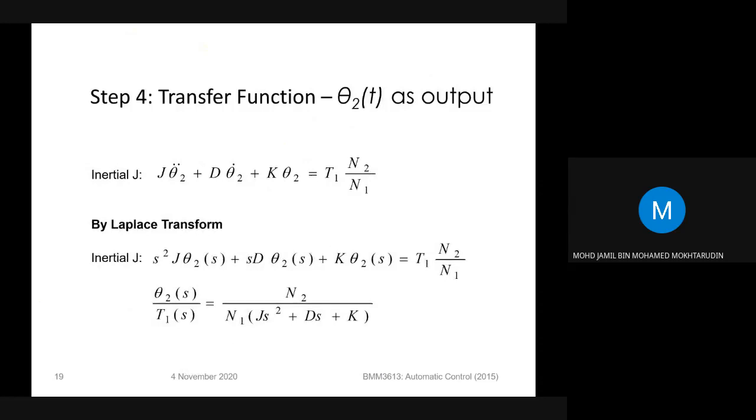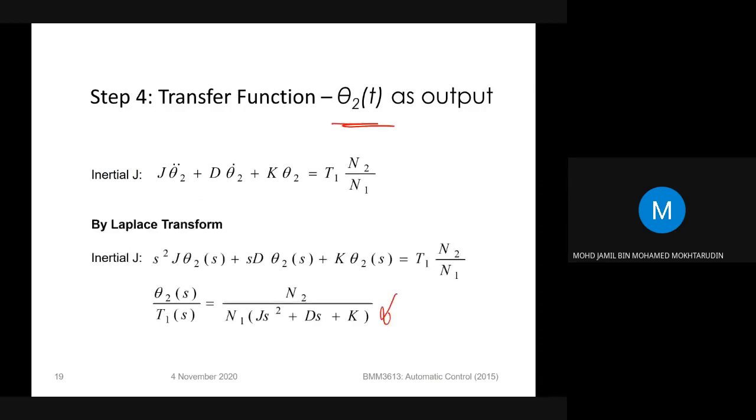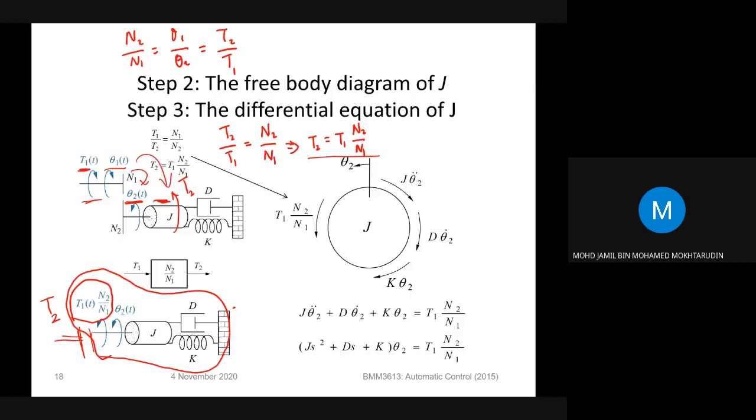Okay, and then if the question asks to find theta 2 as the output, then it's straightforward. You just rearrange theta 2 over T1, then you get the answer for theta 2 as the output. But what happens if the question asks to find theta 1? Our theta 1 here basically is on this side.